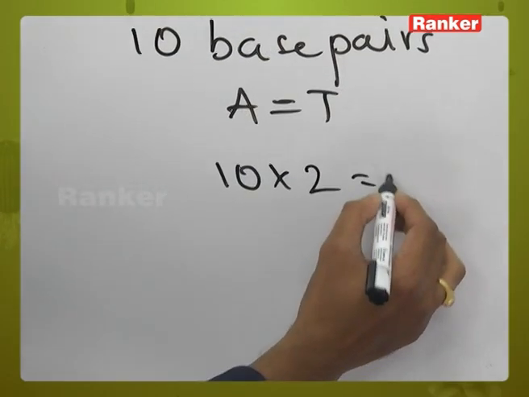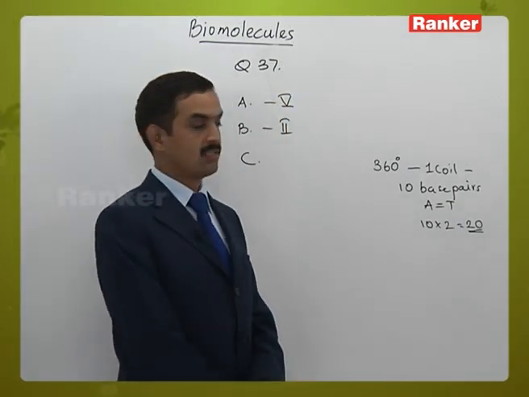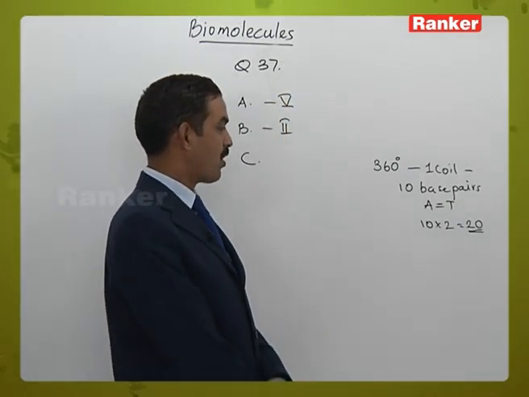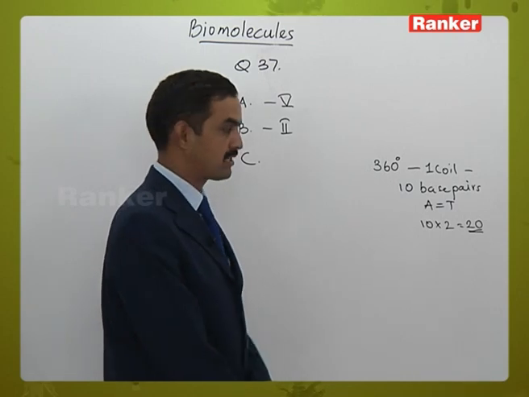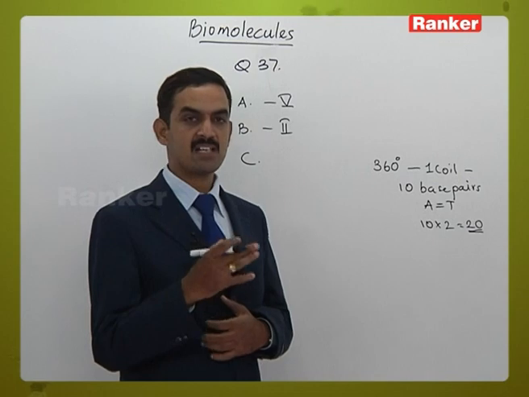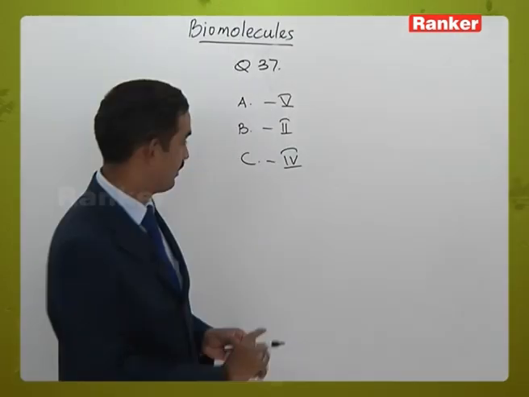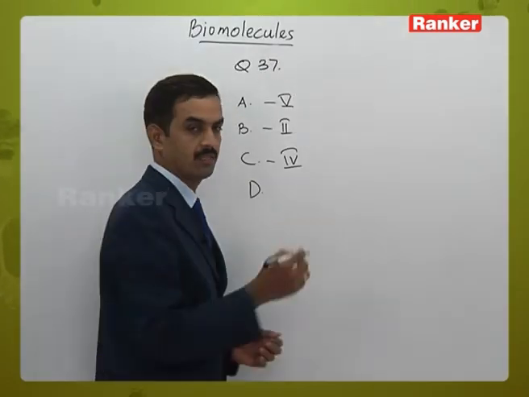So 10 into 2, 20 base pairs. Okay, 20 hydrogen bonds are there for these 10 base pairs. So from the given options we can say that C is exactly fitting to option number 4. Then the last one, that is D.